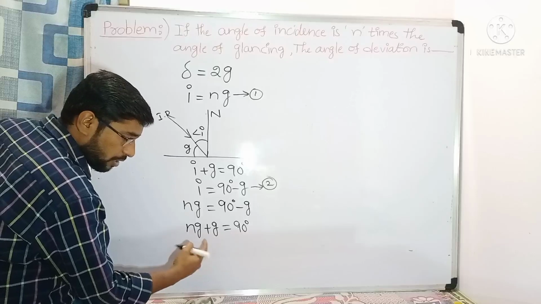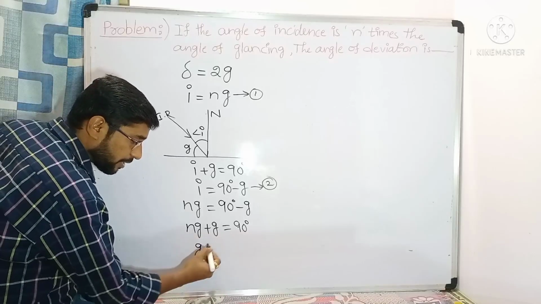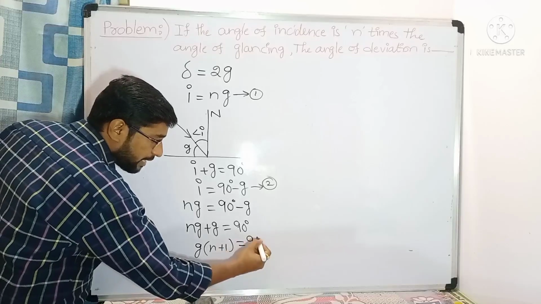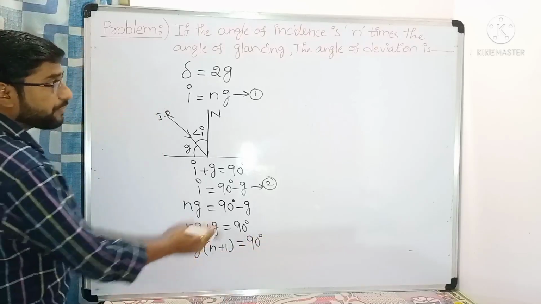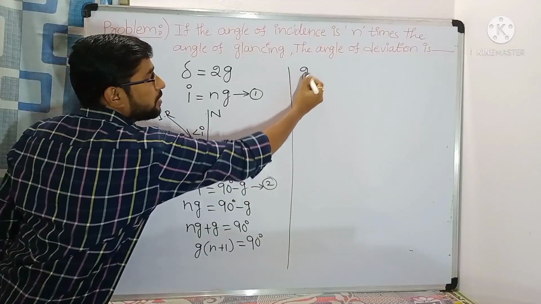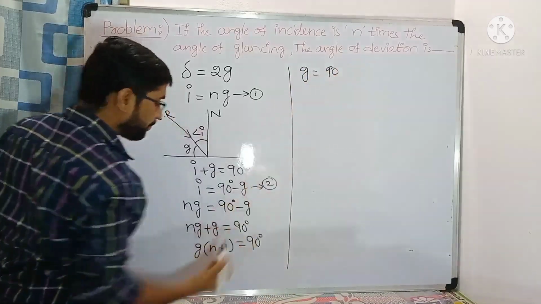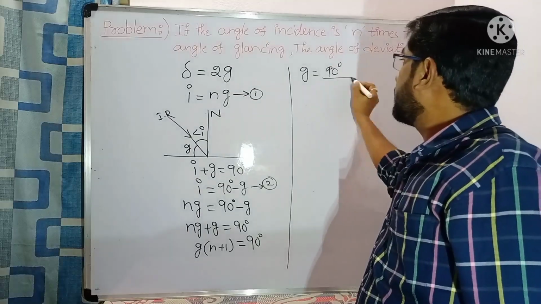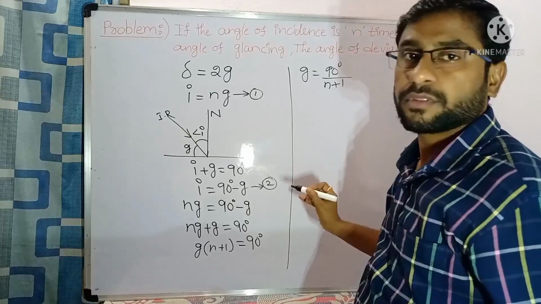Now from this, g can be taken common: g into n plus 1 is equal to 90 degrees. Now we want the g value, so g is equal to 90 degrees by n plus 1.